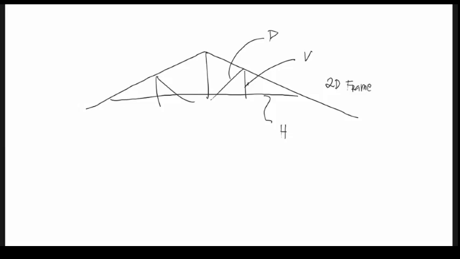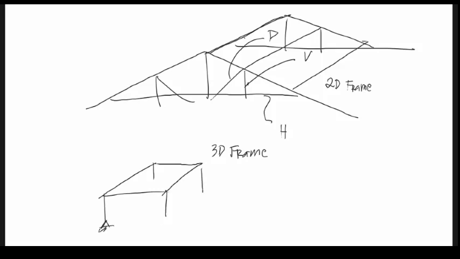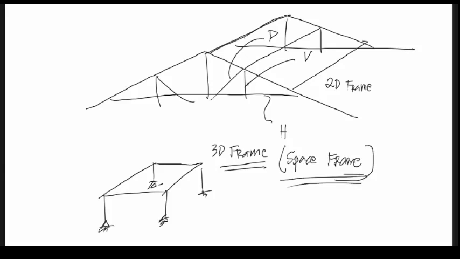And if we add depth, let's say you have a truss here or purlins with a truss here, that will be a 3D, so it is a 3D frame. For our example earlier, you have a beam, a girder, a column. So you have a 3D frame, or what we call a space frame. It has depth. So that is the difference between a frame and a space frame.